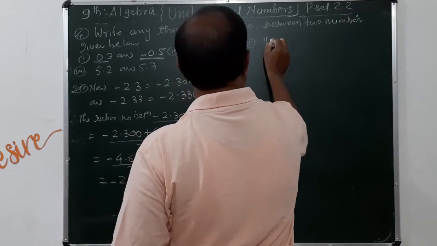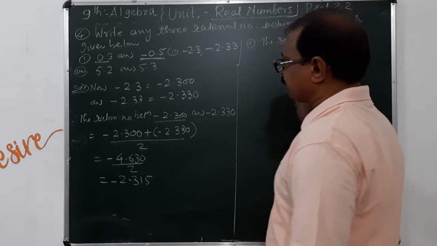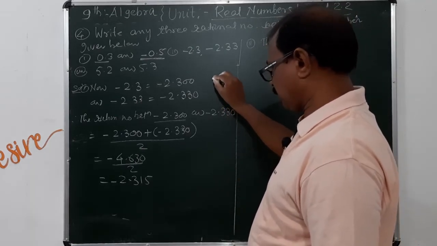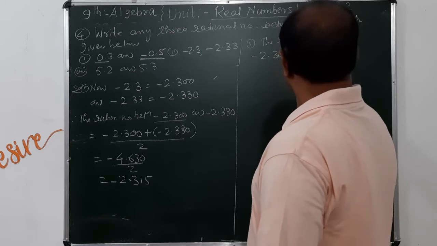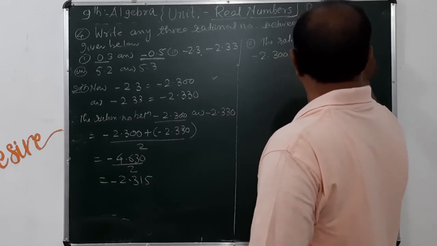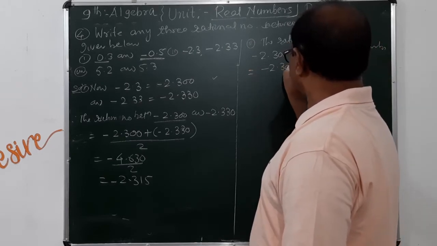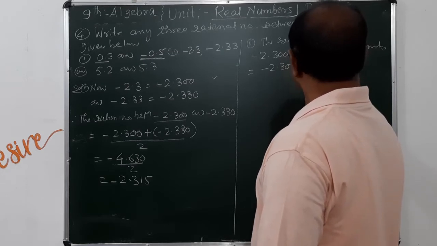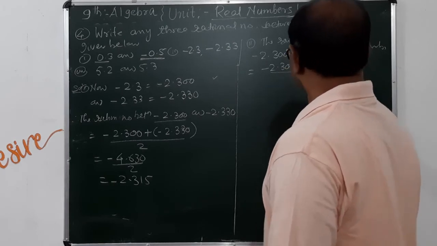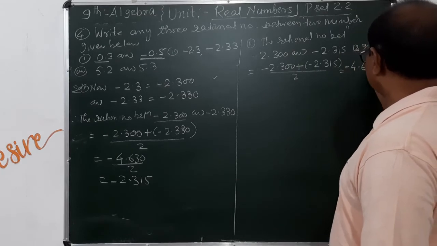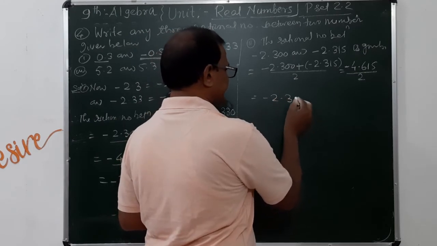Second, the rational number between minus 2.300 and minus 2.315 is given by minus 2.300 plus minus 2.315 divided by 2, that is equal to minus 4.615 divided by 2, that is equal to minus 2.3075.